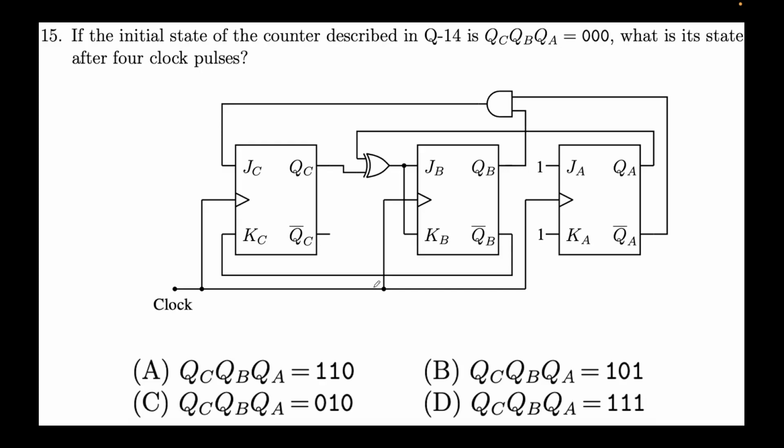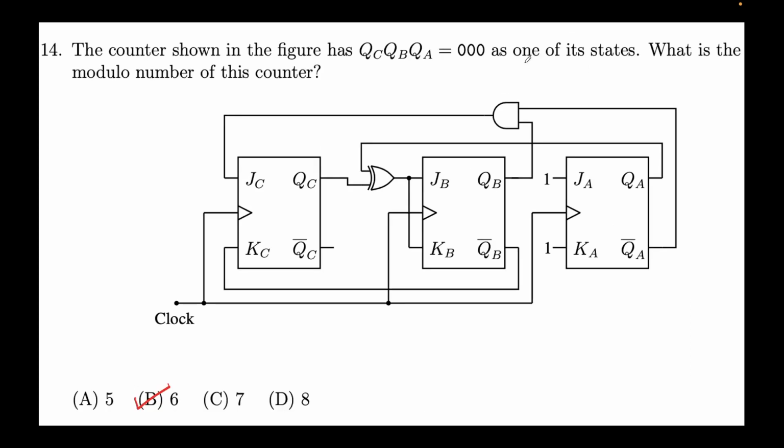So problem number 15 says if the initial state of counter is described as 0 0 0. So notice the difference in tone. Here it says that it's one of its states, right, and we had assumed it to be the initial state. I'll go back. So this was an assumption.